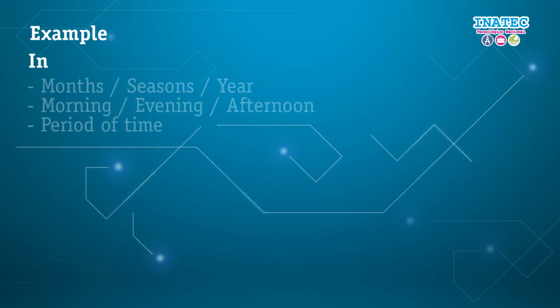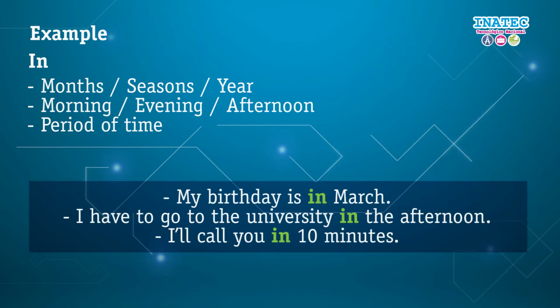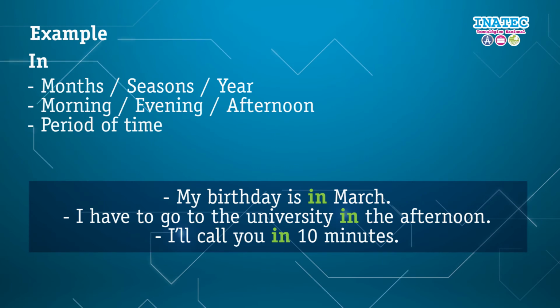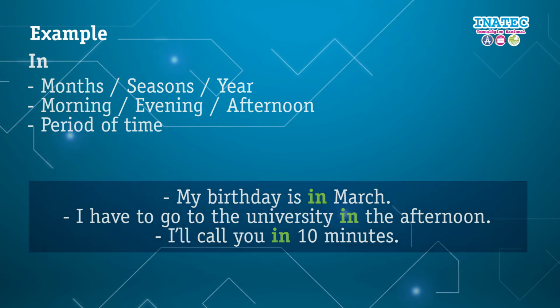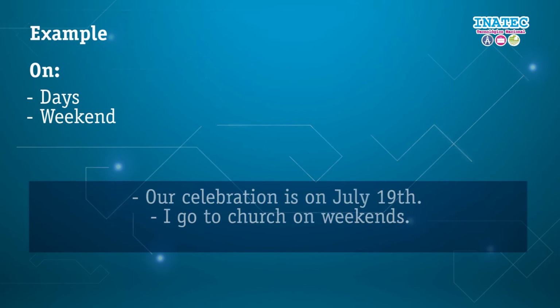In. Months, seasons, year, morning, evening, afternoon, or a period of time. My birthday is in March. I have to go to the university in the afternoon. I'll call you in 10 minutes. On. Used with days and weekend. Our celebration is on July the 19th. I go to church on weekends.